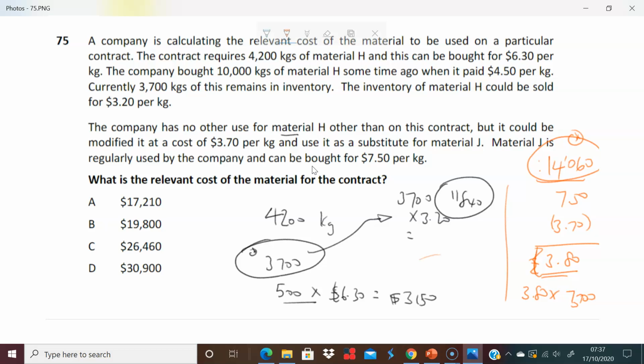So in total, your total relevant cost is the 14,060 that you lose out on saving by modification if you choose to go with this project, as well as having to go out there and buy some additional kilograms anyway, because you only had 3,700 and you need 4,200. Together this gives you 17,210, and so the answer here is A. I think that's the answer. That's good. We've done 5 questions, and we'll carry on in the next video looking at the next set of questions.